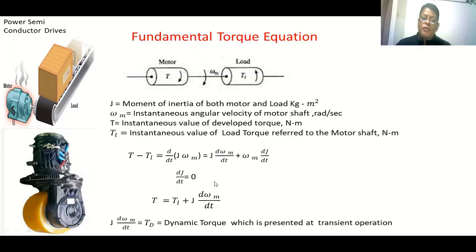Now, try to understand this equation: the total torque which is generated in the motor should be equal to the load torque plus the dynamic torque. Now we are going to see the different types of load torque. This load torque, T suffix small l, also takes into consideration the windage and friction torque.